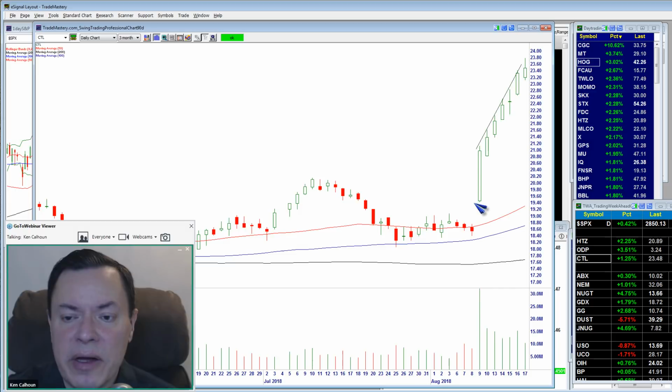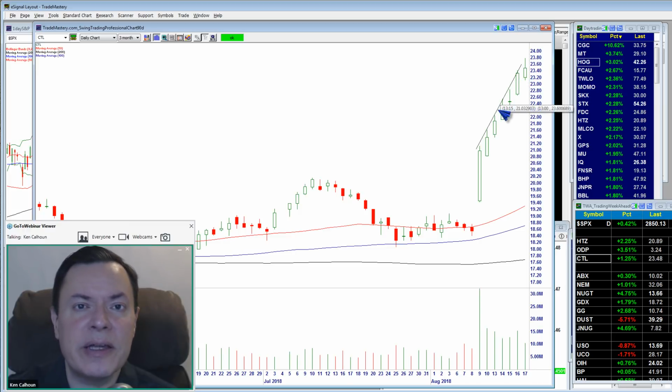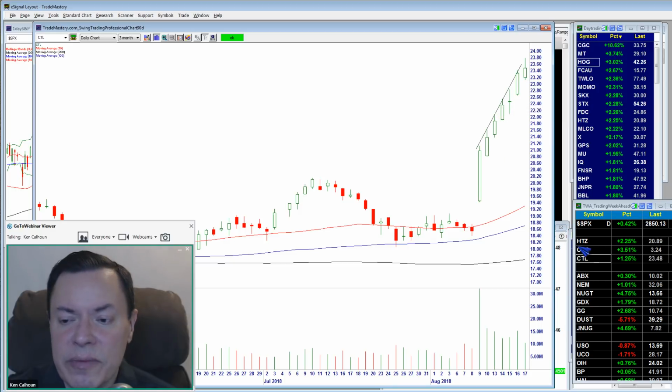Look at that, a nice monster run. We got a small gap, a big monster day here, and then it ran on up day after day after day. And this has been a good winning alert for my Swing Scans members. This is the type of chart that I like to focus on.